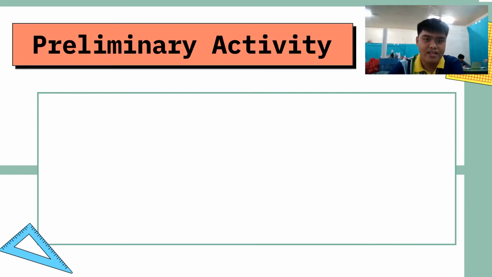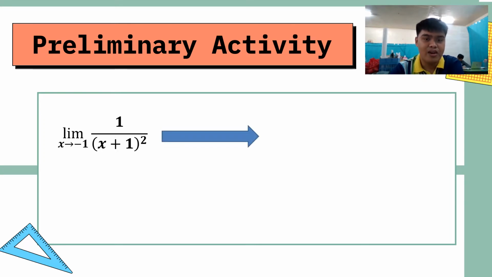Now, before that, we will have a preliminary activity in order for you to understand what an infinite limit means, or what the concept of it means. Now we will start with this function, the limit of 1 over the quantity of x plus 1 squared as x approaches negative 1. Now you may pause this video during the playing of this video in order for you to answer the activity by yourself.